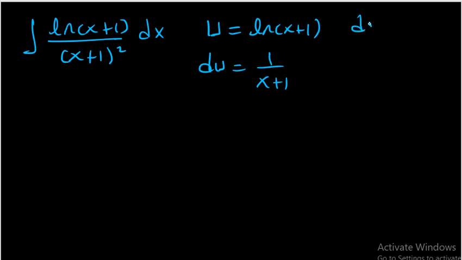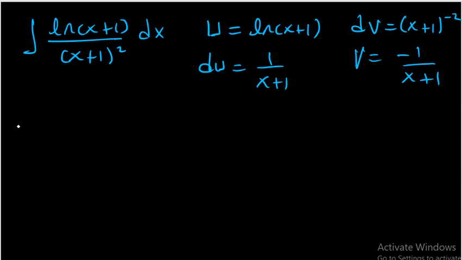And we can take dv, the other part, 1 over (x plus 1) the whole squared, which means it is (x plus 1) to the power of negative 2. When you integrate this one, it's going to be negative 1 over x plus 1. So v will be negative of 1 over x plus 1. Okay, now let us integrate it.